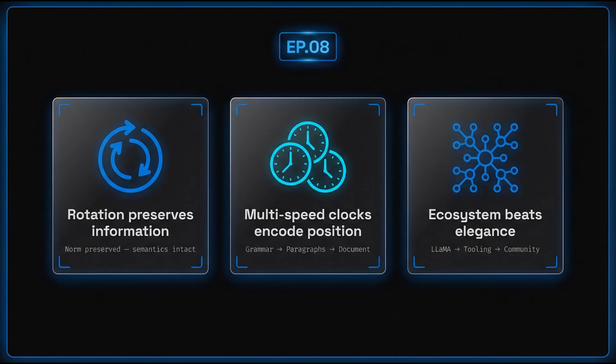First, rotation preserves semantics. It's the only correct solution to the problem where the dot product depends exclusively on relative position. Additive encoding contaminates semantics with position. Rotation doesn't. Second, a system of clocks running at different speeds encodes position at every scale, from grammar to the meaning of an entire document. Every token gets a unique timestamp, and attention looks only at the difference between clocks. Third, ecosystem beat elegance. RoPE won not through mathematical superiority, but through the Llama snowball effect and mature tooling.